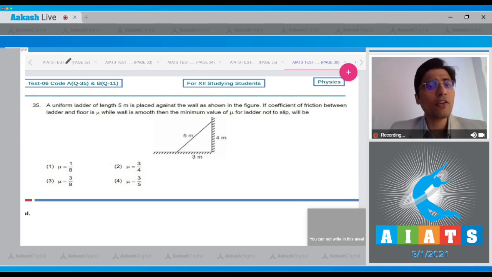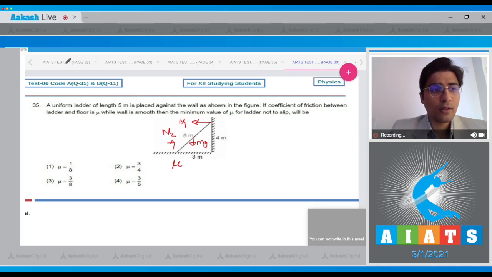In this question, a uniform ladder of length 5 meters is given and it is placed against the wall as shown. The coefficient of friction between the ladder and the floor is given as mu while the wall is smooth. So we have to find out the minimum value of mu for the ladder to not slip. Dear student, let us proceed by writing down all the forces on the ladder. Here there will be a normal N1, here a normal N2, there will be an mg acting at the center of mass. There will be a frictional force in the rightward direction, let it be F max. We are putting the maximum value of friction so as to make sure that the coefficient of friction is minimum.